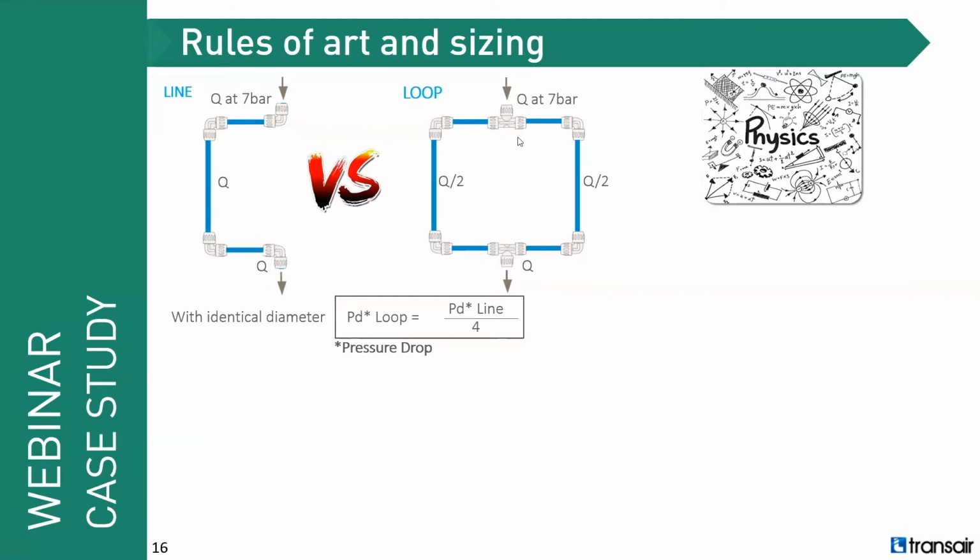It's going to be divided by half at the entrance of the loop, meaning that at the end, you're going to get your flow rate Q like you would have in the line, but because your flow rate would have been divided by 2, your speed will be divided by 2, and the pressure drop will be divided by 4, because as I remind you, pressure drop is a result of the square of the speed. So using a loop is really good for pressure drop and, in the end, for transporting more compressed air.